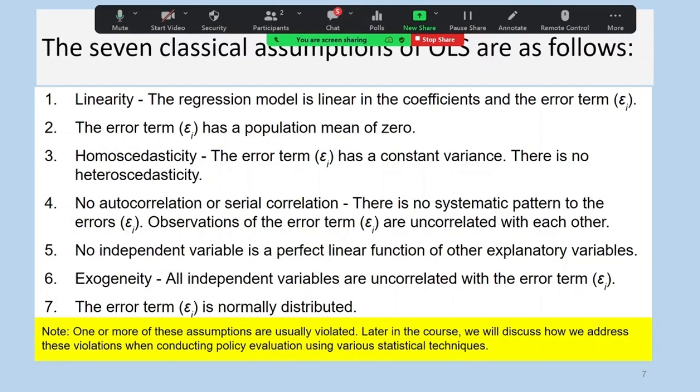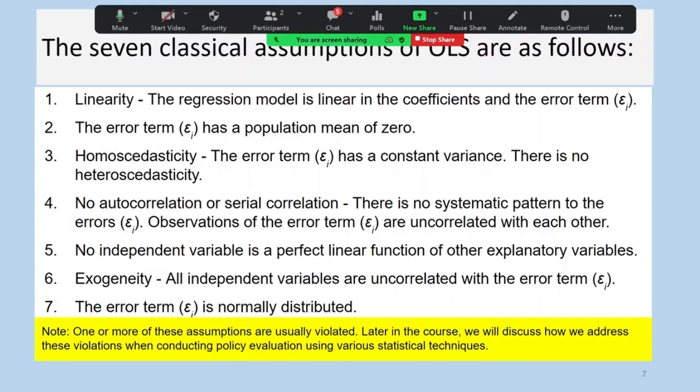Homoscedasticity. It took me a while to pronounce that word, right? Yes, it's a tongue twister. The error term has a constant variance. There is no heteroscedasticity, meaning there is no variance in the variance. It's constant, right? That's an assumption of OLS.